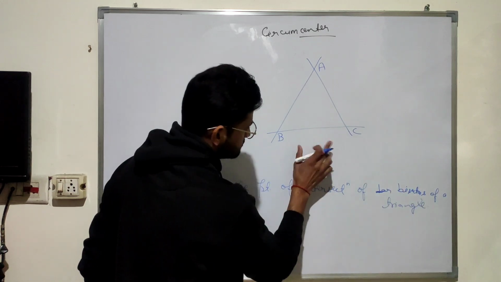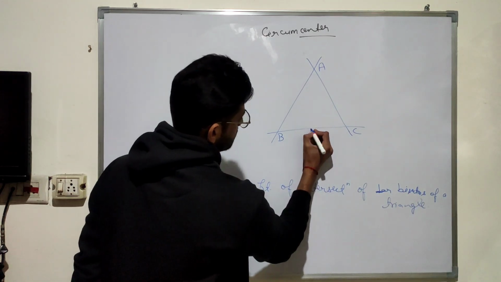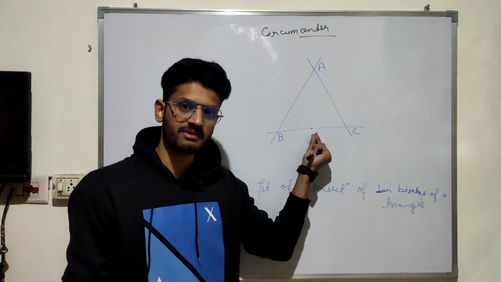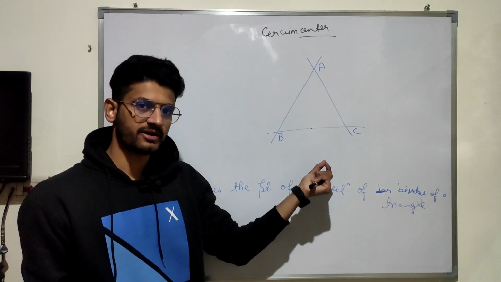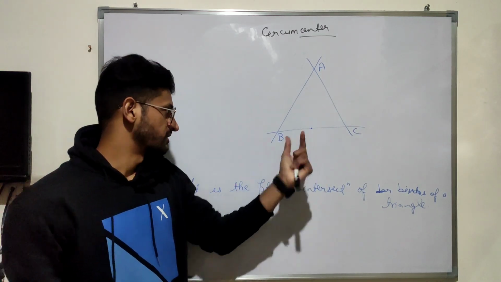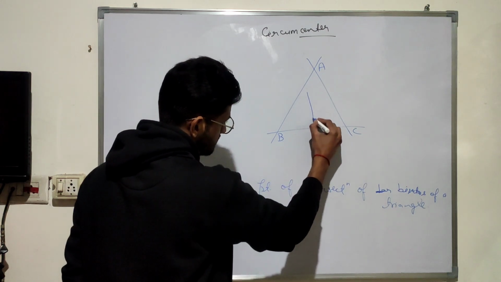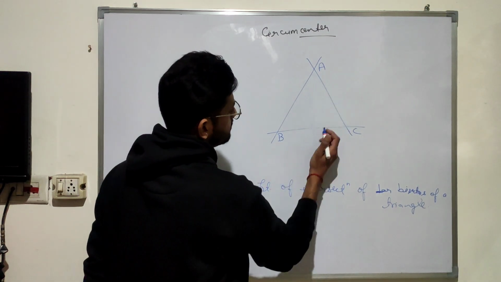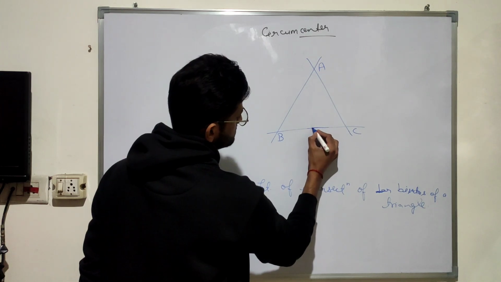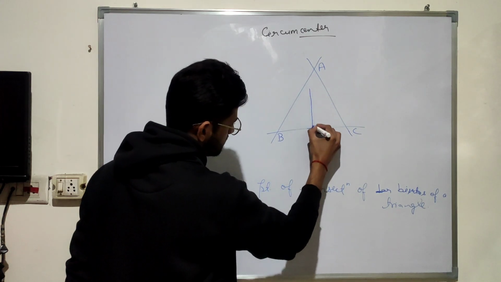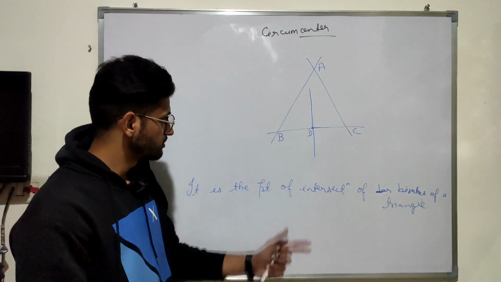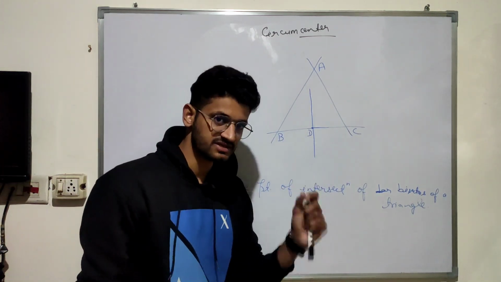For drawing the perpendicular bisector for side length BC, we will first find the midpoint of side length BC. Suppose this is the midpoint. Now we need to draw a perpendicular passing through this point. This is the side length BC. We find the midpoint, and now we draw the perpendicular passing through this midpoint. Let's say the midpoint is D. So we got the perpendicular bisector for side length BC.